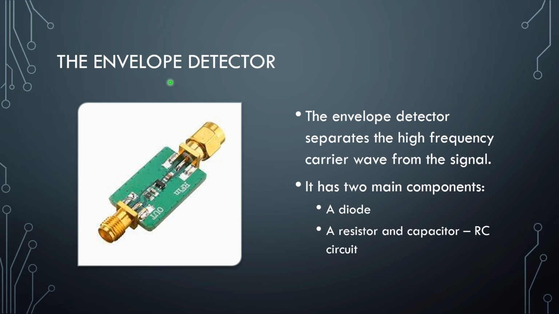So the envelope detector is a device which is used after signals are received to filter out the high frequency carrier wave and output the envelope, which is the original signal. It has two components, a diode and a capacitor and resistor system that acts as an RC circuit. It performs two principal functions, that are rectification and envelope detection.